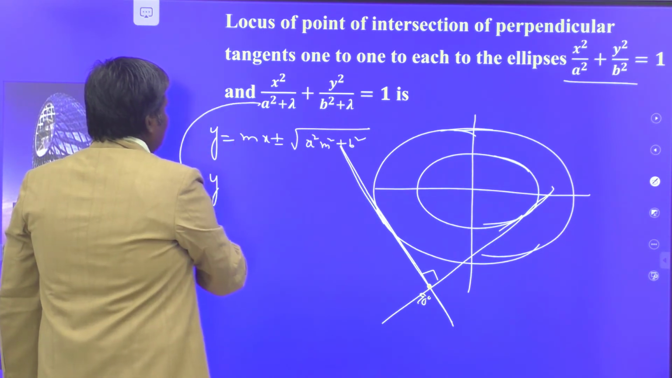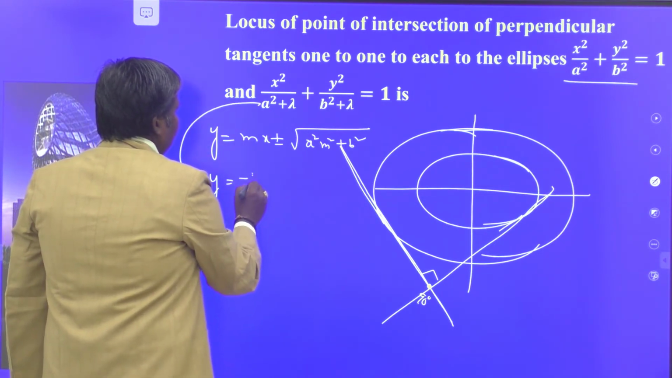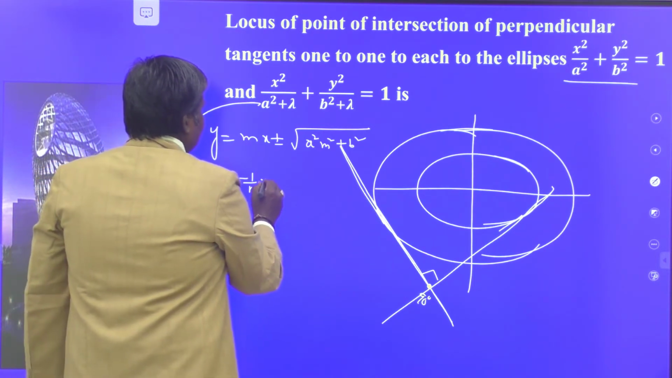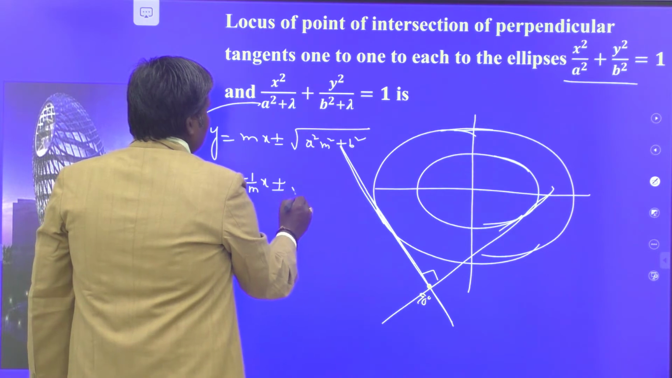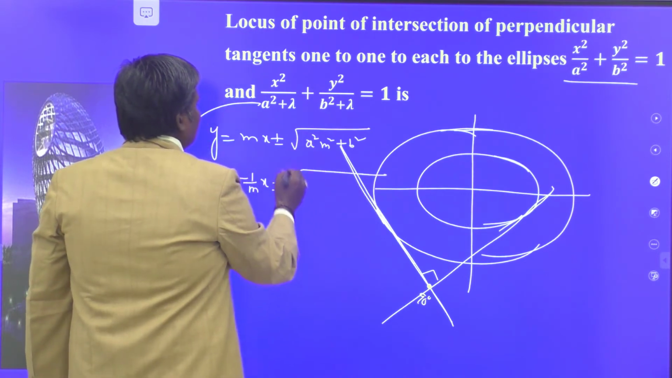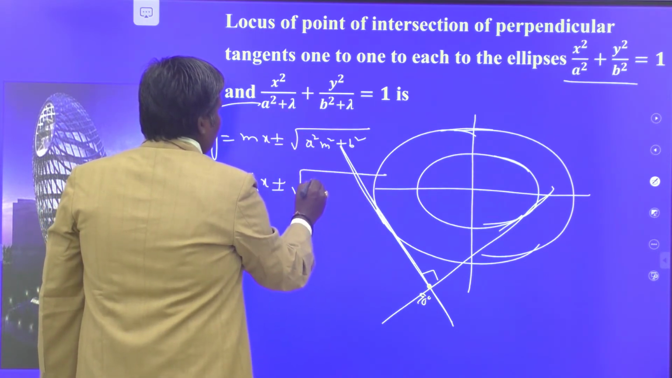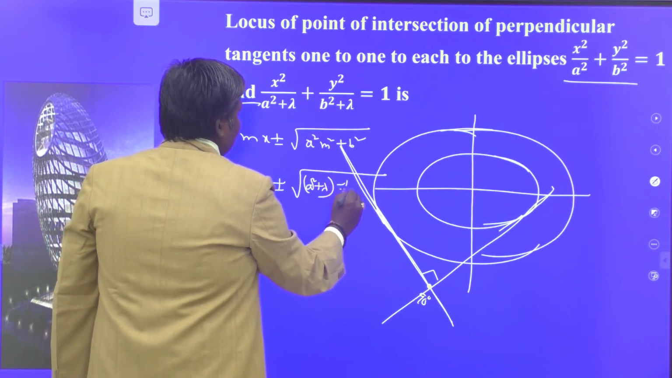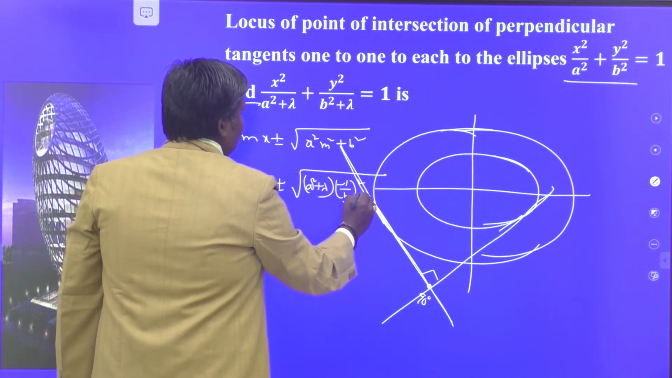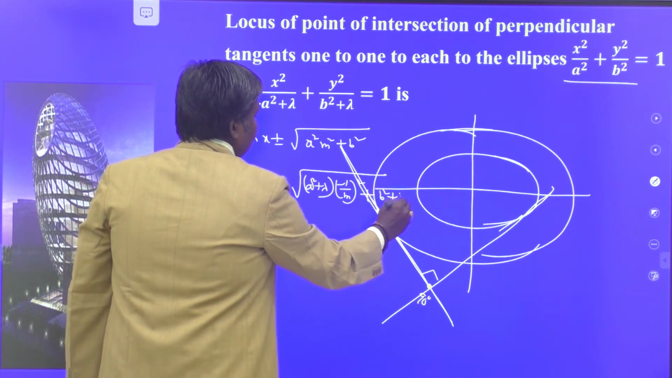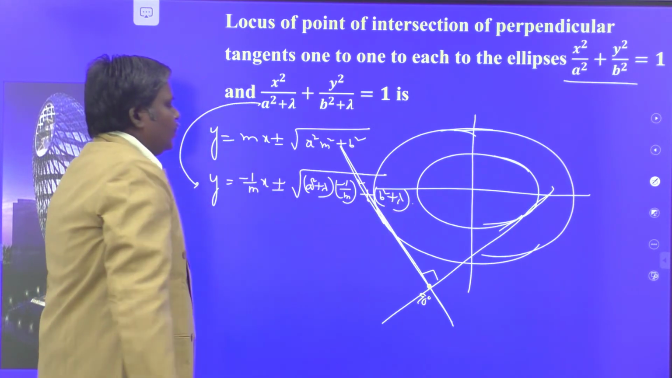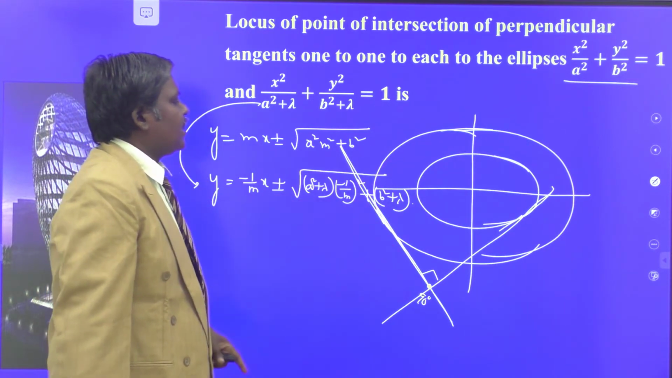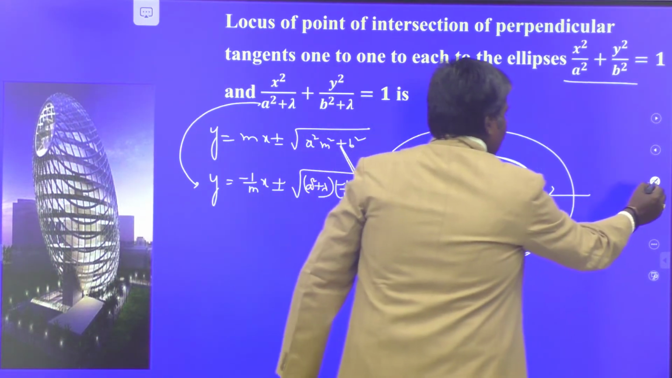The tangent to this one is of the form y is equal to minus 1 by m into x plus or minus root of a square, instead of a square, we have a square plus lambda, times m square, meaning minus 1 by m whole square, plus b square plus lambda. Am I correct or not? Yes, there is no importance in the diagram, so I will try to erase this one.